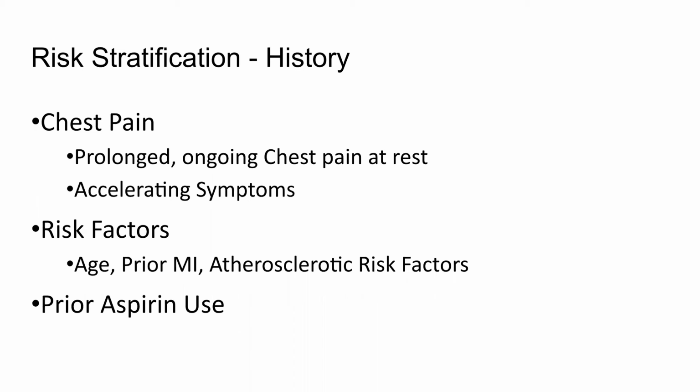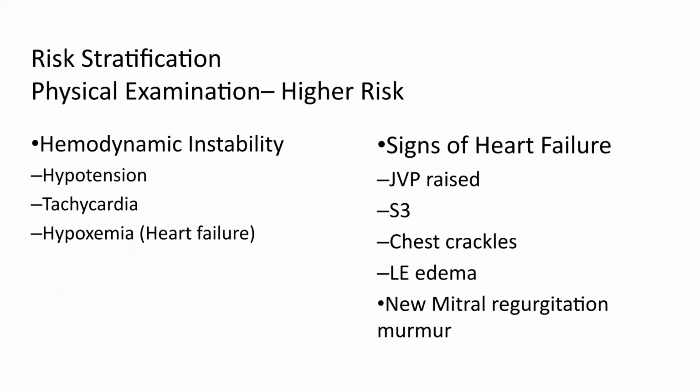In the history, prolonged chest pain, which is ongoing, is higher risk than a single episode of chest pain. Somebody whose symptoms are accelerating is at more risk than people who have single episodes. Risk factors are age, prior MI, and atherosclerotic risk factors; all increase your risk if you have them. So somebody who's 42 years old is probably lower risk than somebody who's in their 70s who had a previous MI and who has diabetes and hypertension, etc. Prior aspirin use matters because aspirin should protect you from getting these acute coronary syndromes. So if you're already on aspirin, you're probably at higher risk of complications of non-ST elevation acute coronary syndrome.